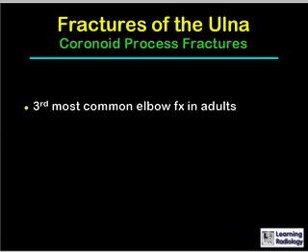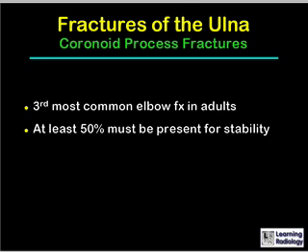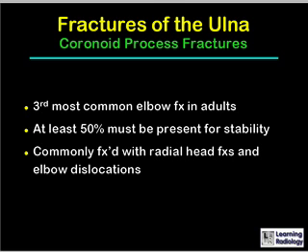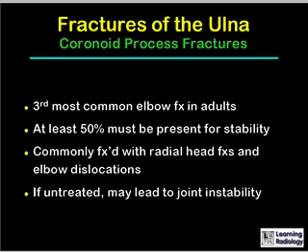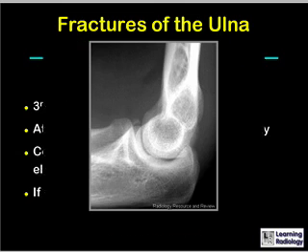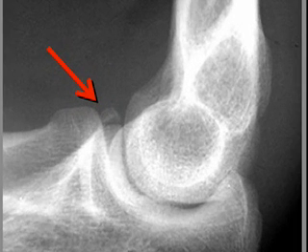Fractures of the coronoid process of the ulna are the 3rd most common elbow fracture in adults. At least 50% of the coronoid process must be intact in order for the elbow joint to maintain its stability. The coronoid process is commonly fractured along with radial head fractures and with elbow dislocations. If untreated, they can lead to joint instability. This is an example of a fracture of the coronoid process of the olecranon. The red arrow is pointing to the small avulsion fracture.